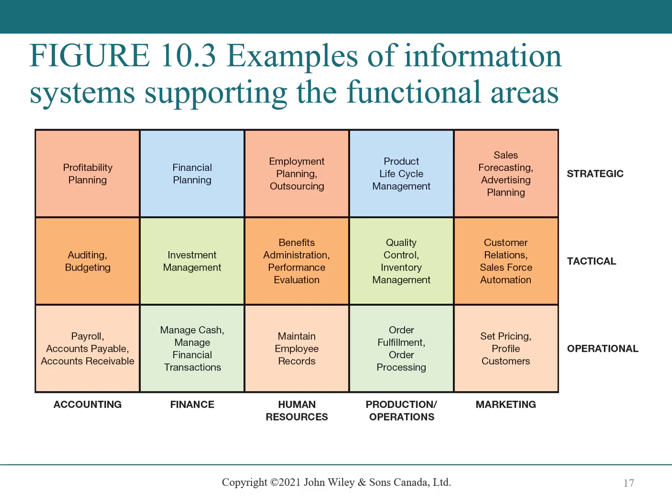We have the different functional areas of accounting, finance, human resources, production/operations, and marketing shown here. And if you look on the grid, you can see the sorts of information systems that would support these functional areas. I suggest that you take the time to look at them and understand how they pertain to the organization.